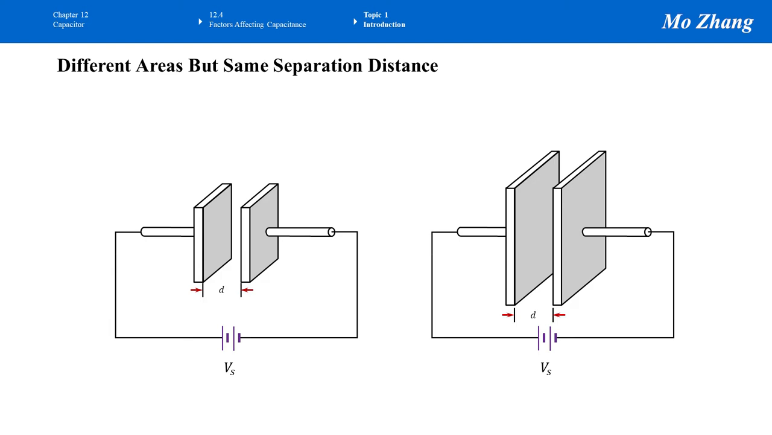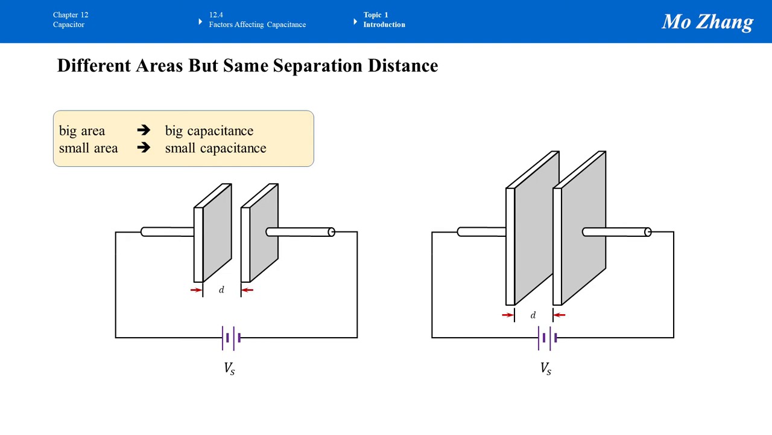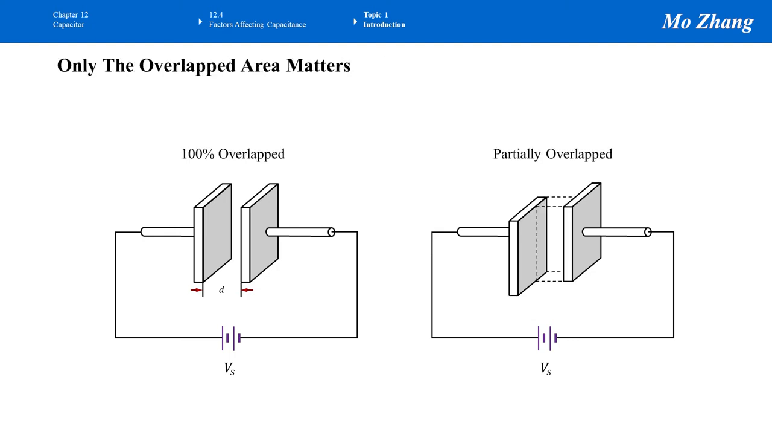It's because the capacitor with bigger plates can store more charges. More charges on both plates means more interactions between the protons on one plate and the electrons on the other plate, which means stronger attractions. In conclusion, bigger plate, bigger capacitance. Smaller plate, smaller capacitance. Here is another scenario.